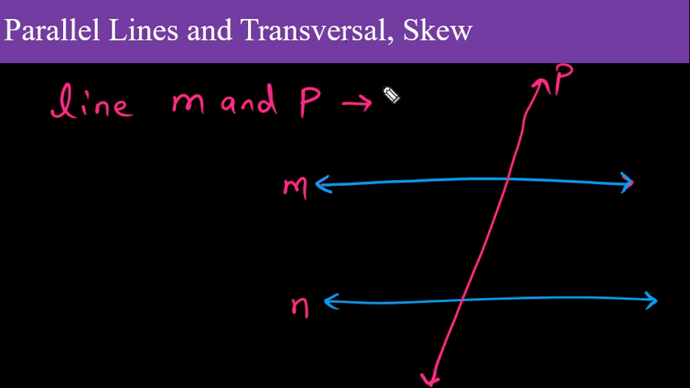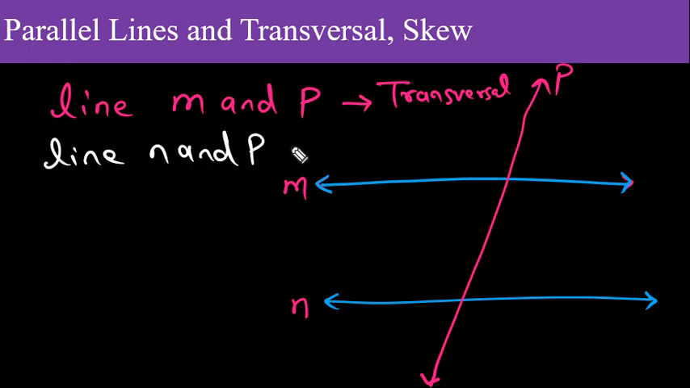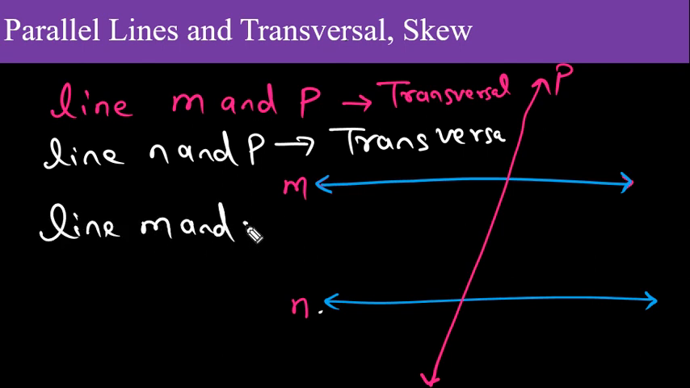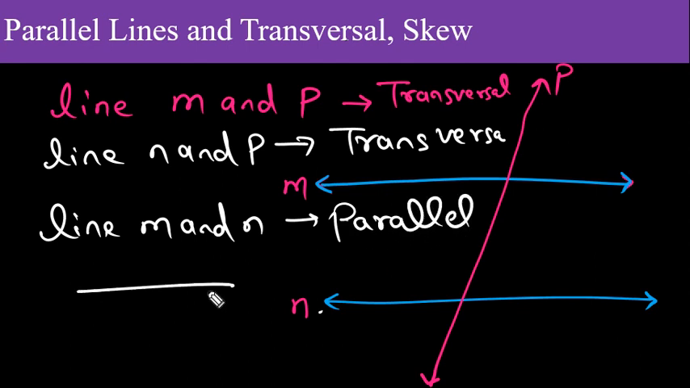What is the relation? Transversal, because they are intersecting. Similarly, let's talk about line N and line P. What is the relation? N and P, this relation is transversal. Now let's talk about M and N. Line M and N, what is the relation? Parallel. This is parallel. Okay, good.